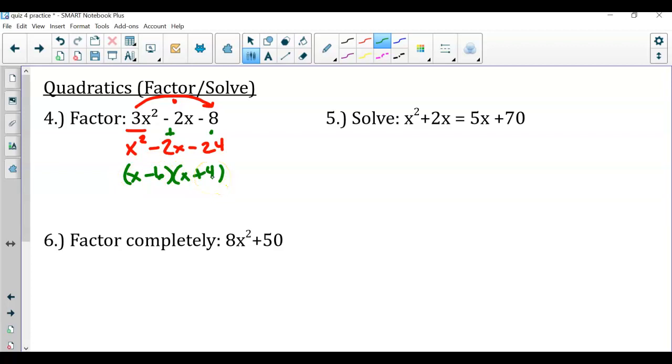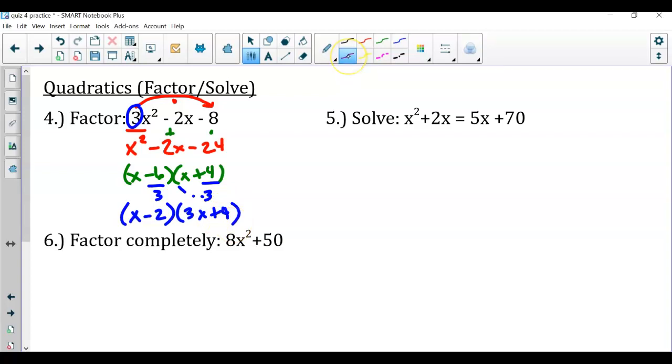But is this our final answer? No, because remember with bottoms up, whatever you multiply by, now make sure to divide. So divide by 3. Here I've got x minus 2 from negative 6 divided by 3, and then bottoms up. So 3x plus 4.